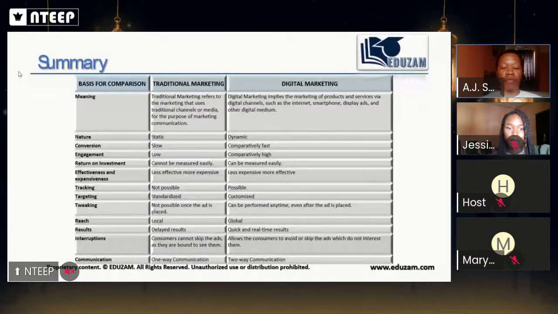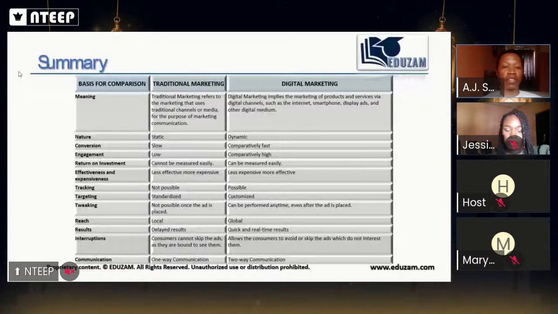Now, let's look at conversion. The conversion of traditional marketing is slow. Worse, you even have no way to look at how you are converting. So it's very slow, and the conversion of digital marketing is very fast, at least comparatively fast, because as we mentioned earlier, customers can easily place orders, and so that makes it very, very fast.